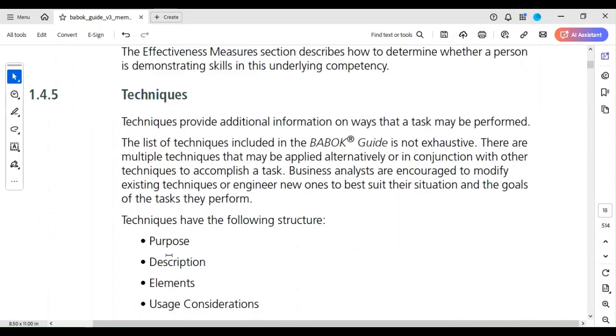Techniques. Techniques provide additional information on ways that a task may be performed. The list of techniques included in the BABOK guide is not exhaustive. There are multiple techniques that may be applied alternatively or in conjunction with other techniques to accomplish a task. Business analysts are encouraged to modify existing techniques or engineer new ones to best suit their situation and the goals of tasks. So telling you to please be yourself, think out of the box.